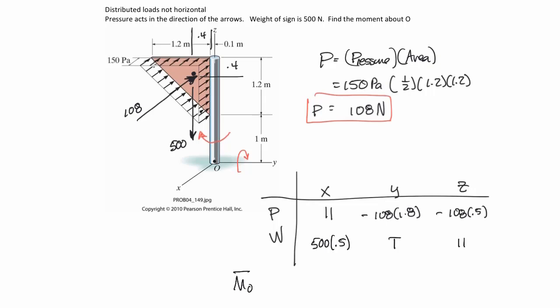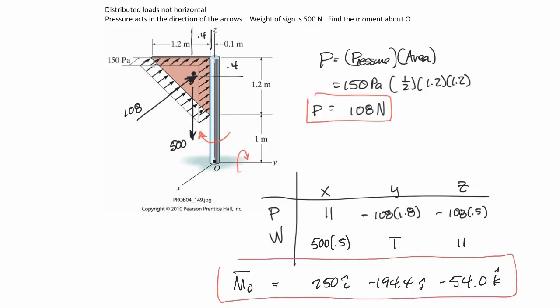So I can find the moment about O by adding those up, and that's going to be equal to 250 i minus 194.4 j minus 54.0 k. And that's the moment about O using our scalar method, adding several forces together. It's pretty handy, I think.